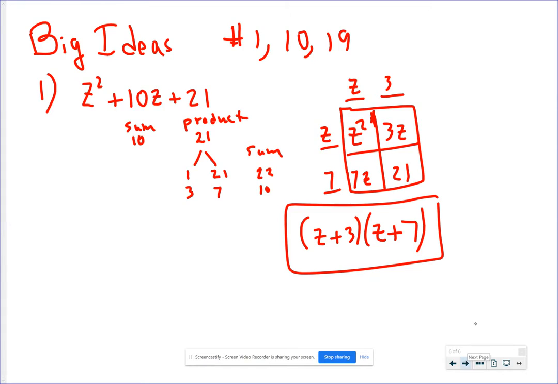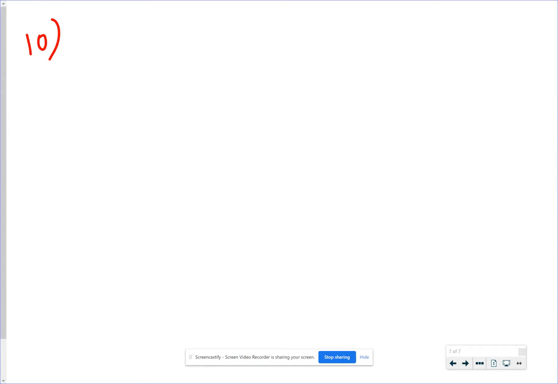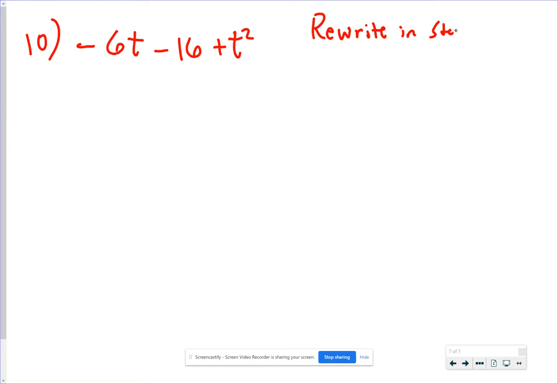All right, problem number 10. We have negative 6t minus 16 plus t squared. First thing we're going to do with this one, we're going to rewrite it in standard form. It's so much easier to factor if we have things in standard form. So we're going to rewrite it in standard form.